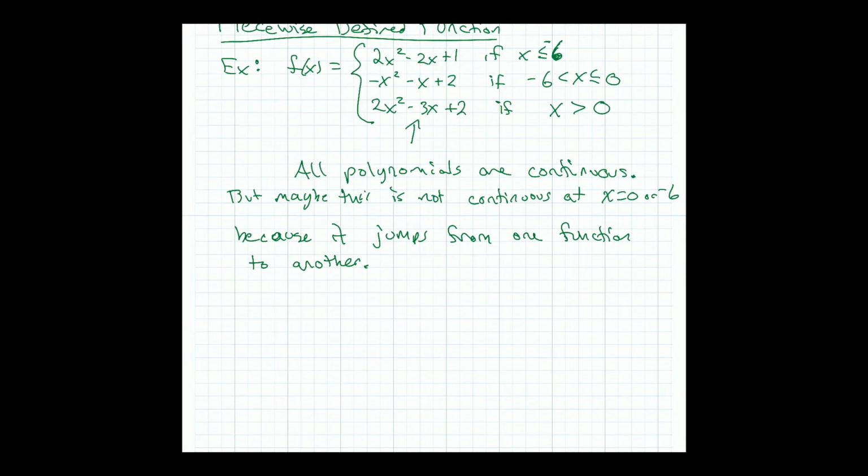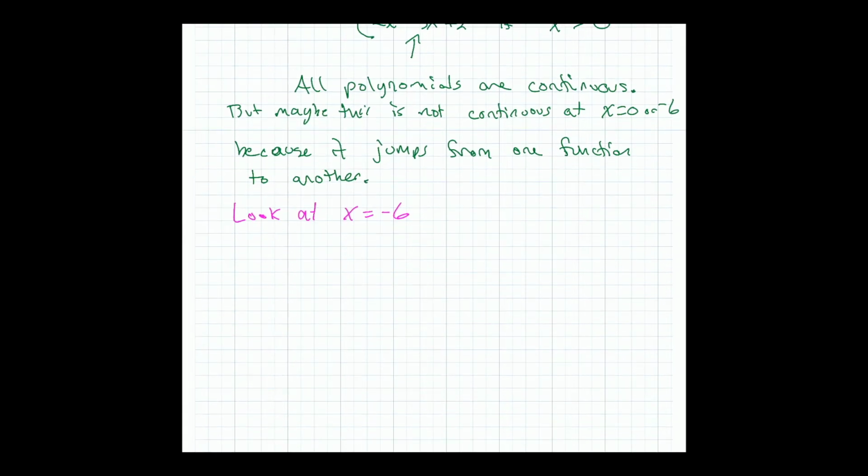If you want to investigate this thoroughly, here's what you would do. So let's look at x equals minus 6. All you want to do is evaluate the limit from the left, the limit from the right, and the function value. So you go limit as x approaches minus 6 from the left. Limit as x approaches minus 6 from the right. And then you also want f of minus 6. So these three things need to be worked out.